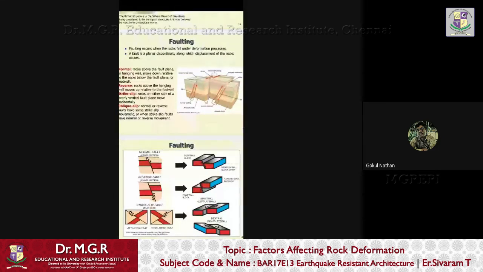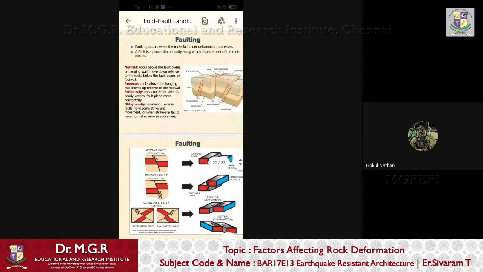Another one is reverse faulting, where it will move in the opposite direction. Strike slip faults move in either direction, in side directions, as mentioned in your image. It is moving in side directions.